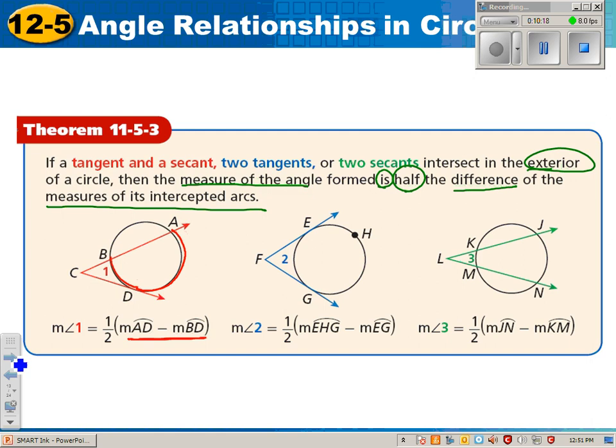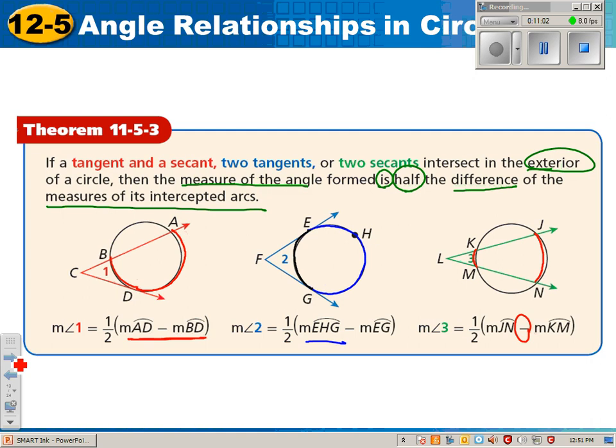Look at the next one, see if it makes sense on here. The arcs that it intercepts are arcs EHG and arc EG. So you'll subtract those and take a half. Look at the next one. Angle L, or angle 3 as they've called it here, intercepts arcs JN and KM. It's the ones that are inside the angles, not the ones outside the angle. You're going to subtract them and take a half. Always doing the big arc minus the little arc so that you have a positive measure.